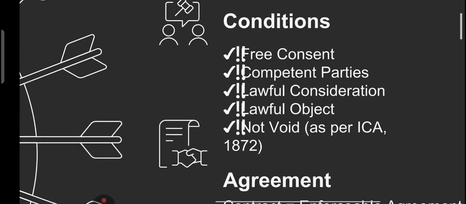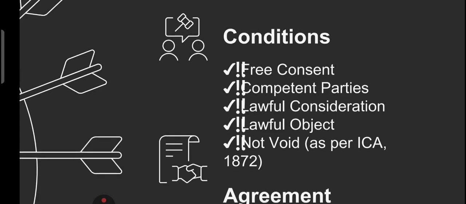Fourth point is that the object or purpose should be lawful also, and it must not be declared void under the Indian Contract Act 1872. So these are the conditions which should be followed for an agreement to evolve into a valid contract. Five conditions I have told you.